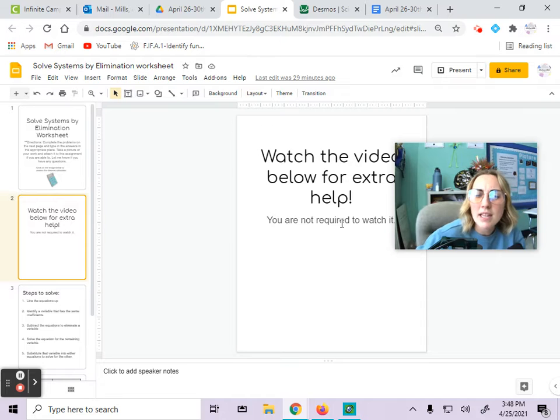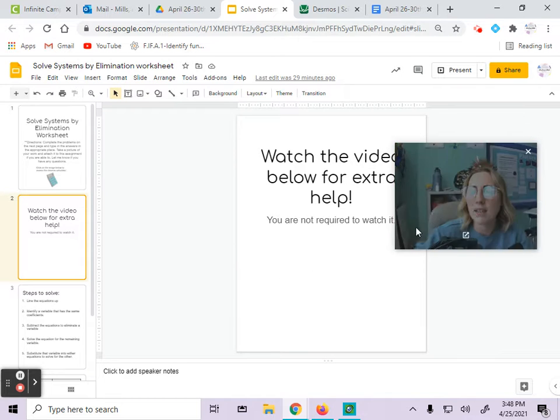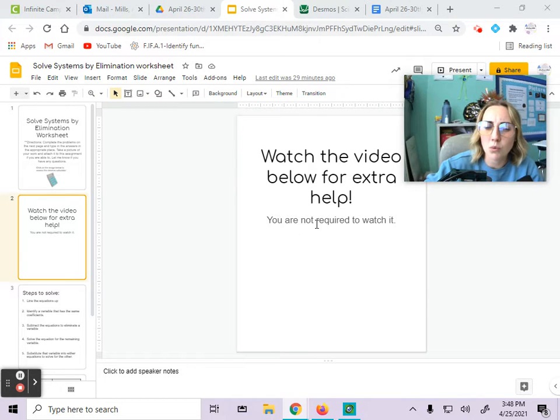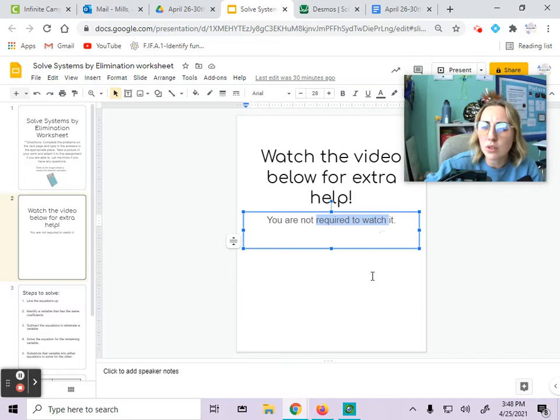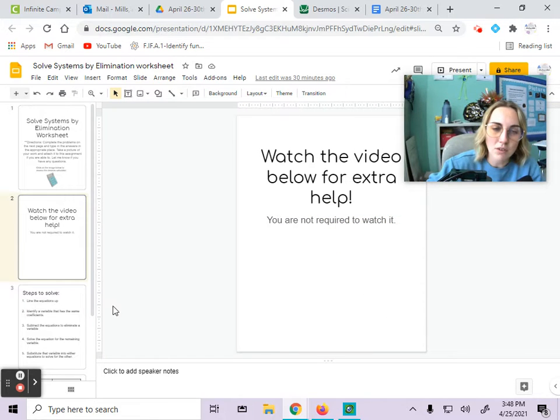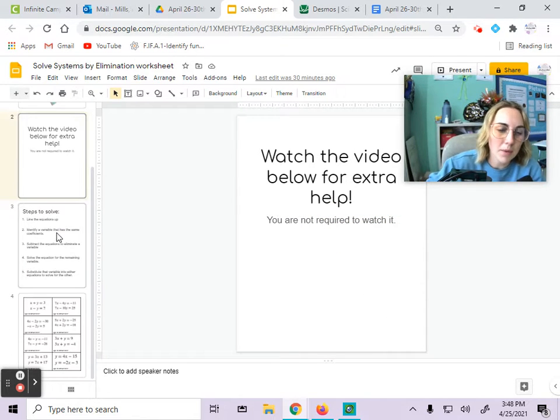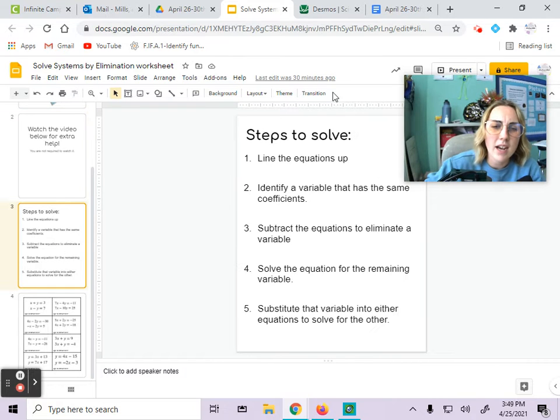After that, on page 2, my video is going to be right here. Again, this is not a required watch. It's not notes, so you only have to watch this video if you need help with this assignment and want to see some examples. And I also put the steps to solving this from the notes so you don't have to go back and forth. It's all right here. So let's go over these notes real quick.